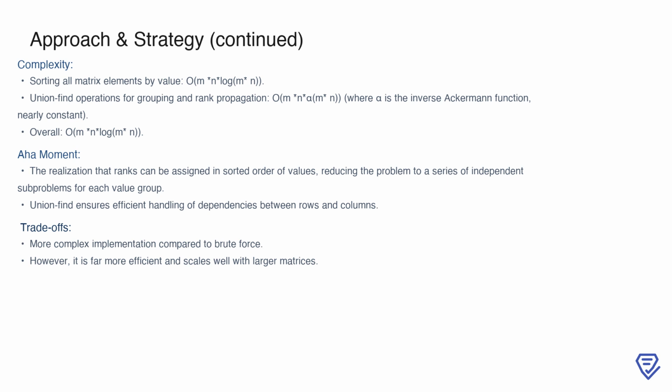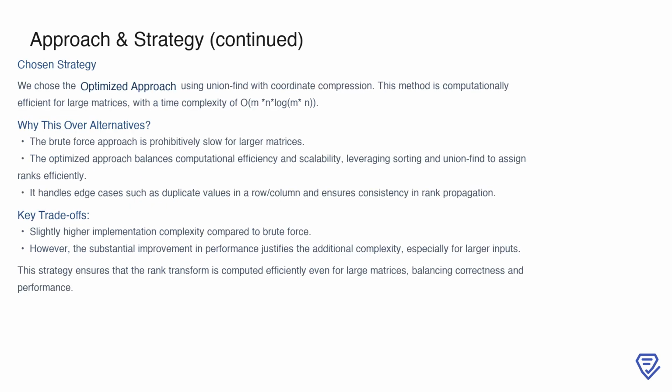One of the key realizations, or aha moments, with this approach is that ranks can be assigned in the sorted order of values, breaking the problem into independent subproblems for each value group. Union find allows for efficient handling of dependencies between rows and columns, ensuring that ranks are propagated correctly. While the implementation is more complex compared to brute force, the efficiency gains, especially for larger matrices, make this trade-off worthwhile. Given the considerations, the chosen strategy is the optimized approach using union find with coordinate compression.